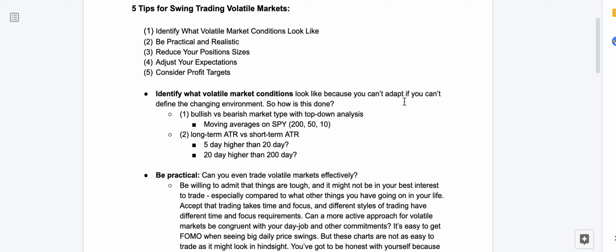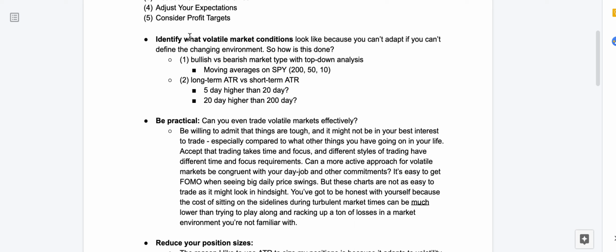Then we'll talk about being practical and realistic in changing market types, some ideas on why you should reduce your position sizes, as well as how you can adjust your expectations and why profit targets might be worth using. So first I want to start with identifying what volatile market conditions look like, because if you don't know the environment you're trading in, how can you adapt?